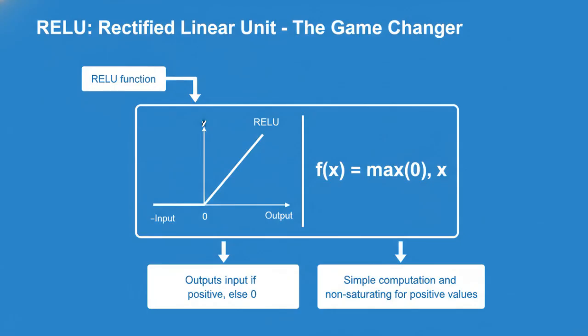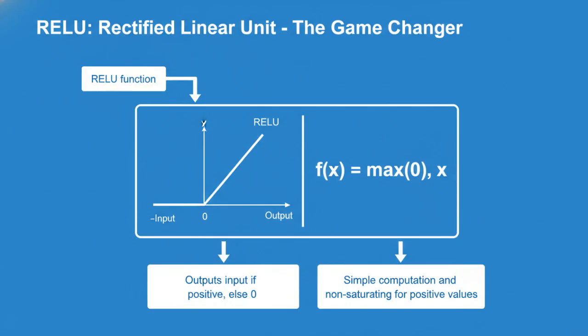Then came ReLU, the Rectified Linear Unit, a remarkably simple yet incredibly effective activation function. Its mathematical definition is straightforward. f(x) equals x if x is greater than 0, and 0 if x is less than or equal to 0. In essence, it outputs the input directly if positive, otherwise it outputs 0. This simplicity has profound implications.